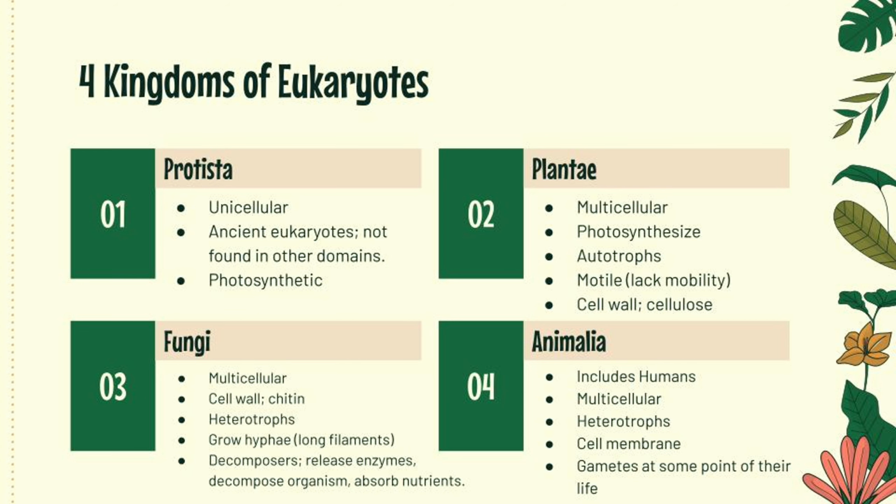And then we have Animalia, which is basically animals. That's basically like us. They're multicellular heterotrophs. They have to consume others to gain energy or food. They have a cell membrane, and they have gametes at some point in their life. So gametes are basically like a sperm or egg.